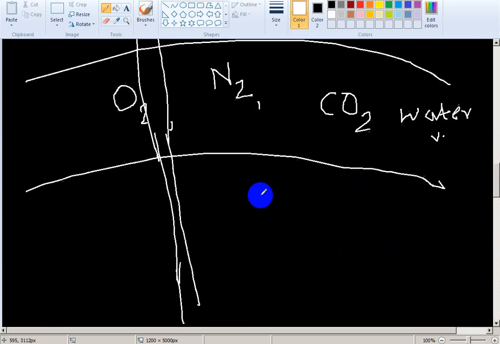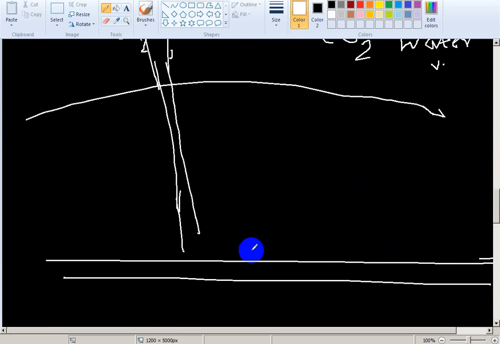Where is the Earth's surface? UV radiation comes to the Earth's surface, and people are affected. Their skin is damaged due to UV radiation.